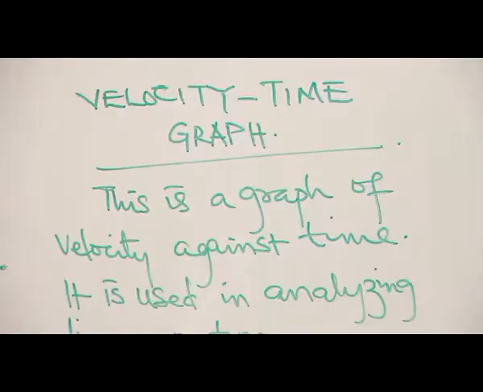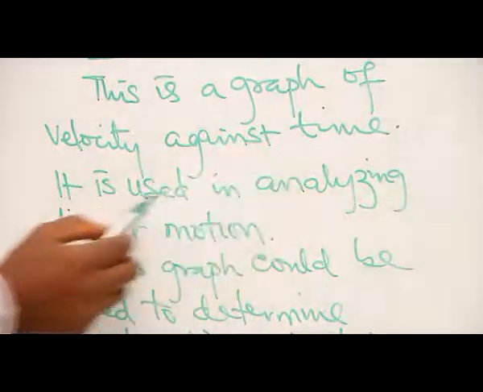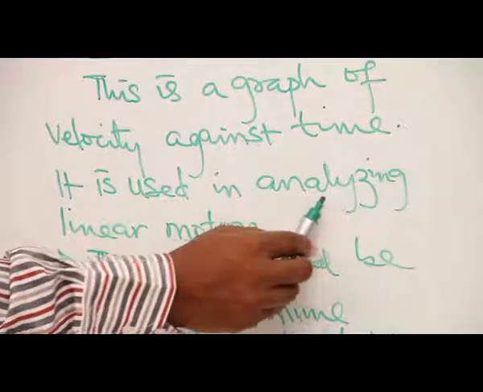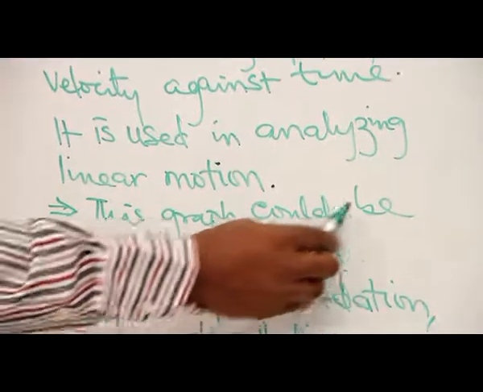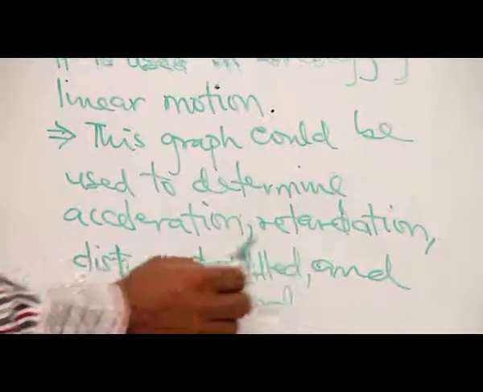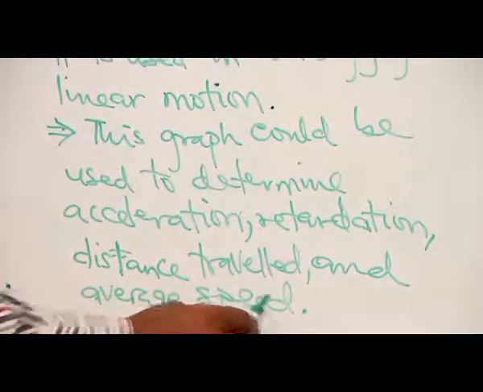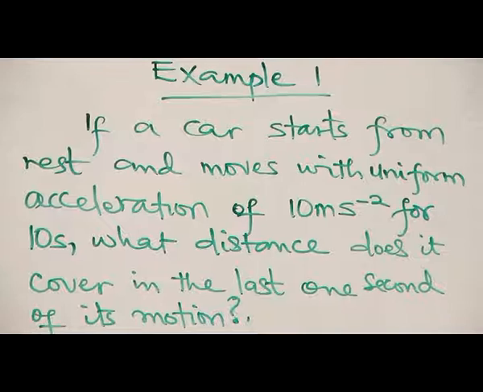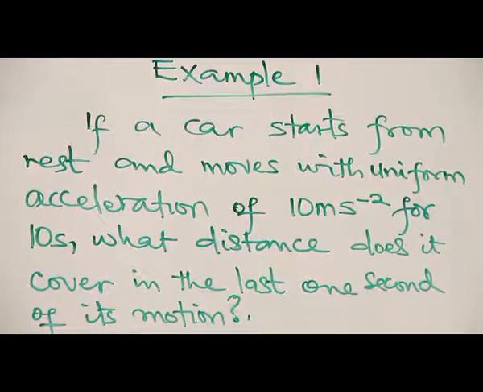Velocity time graph. This is a graph of velocity against time. It is used in analyzing linear motion. This graph could be used to determine acceleration, retardation, distance traveled by a moving body, and the average speed. The information we've gathered so far could be applied in the following examples.